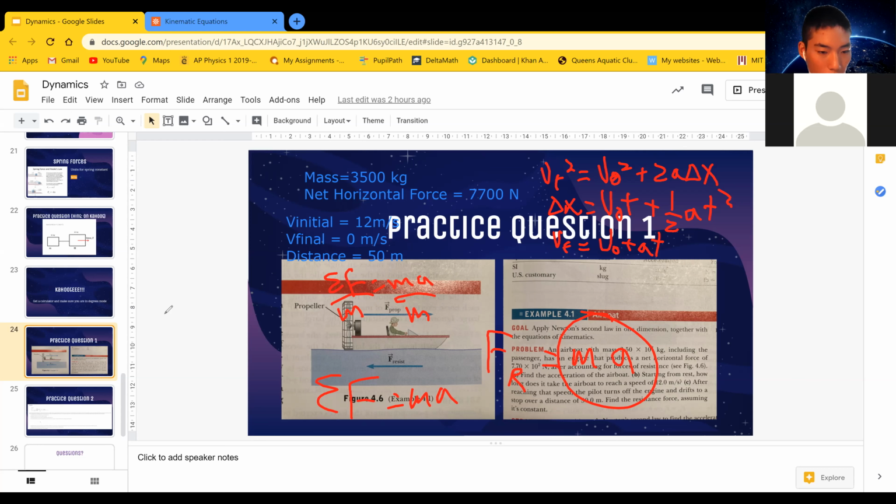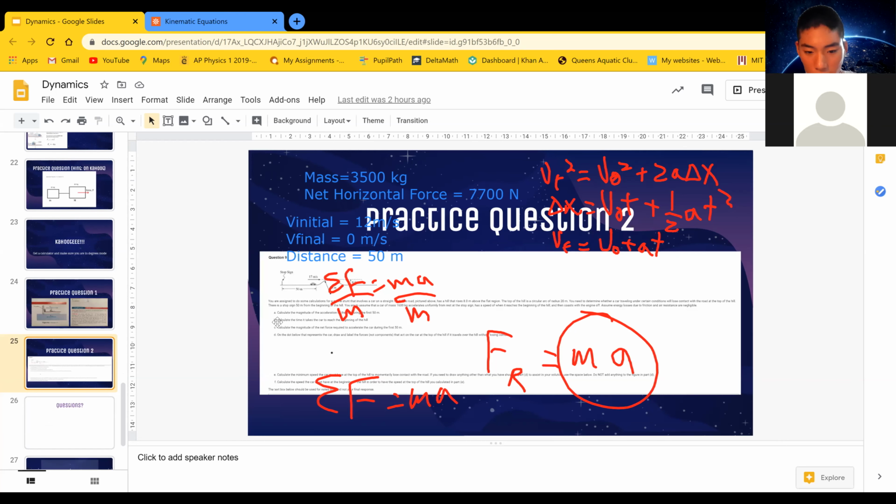There's also a practice question. I'll post these slides later on Ed, and you can look at them. This is an actual AP style question. I think you can solve up to part D or E, and this is for your own practice.